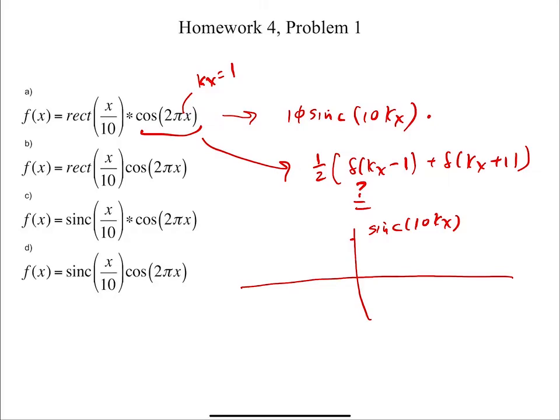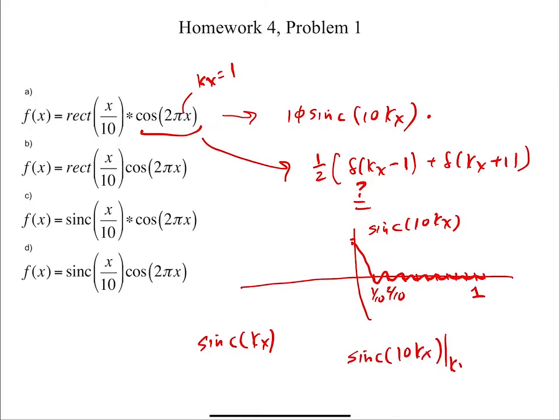Where is its first zero? At 1 we have the first 0. Right, so sinc kx would have its first zero at 1. Where does sinc 10kx have its first zero? 1 over 10, right? So this is 1 over 10, 2 over 10, all the multiples of 1 over 10, including 1, right? Okay, so it's got zeros all those places. I can't really draw it. Okay, all right. So we know that sinc of 10 kx at kx equals 1 just equals sinc of 10, which equals 0, right? We know there's a 0 at 1, right?